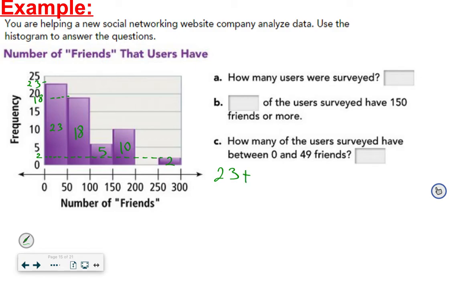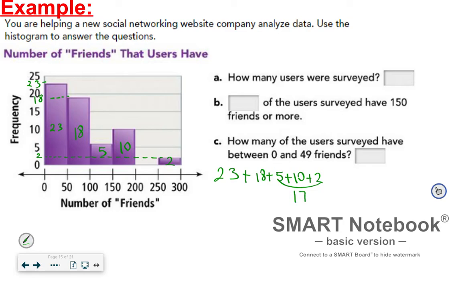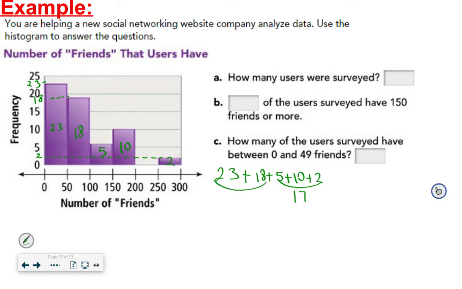23 plus 18 plus 5 plus 10 plus 2. This is going to be 17. This is going to be 41 plus 17 is going to be equal to 58. So there are going to be 58 people surveyed.